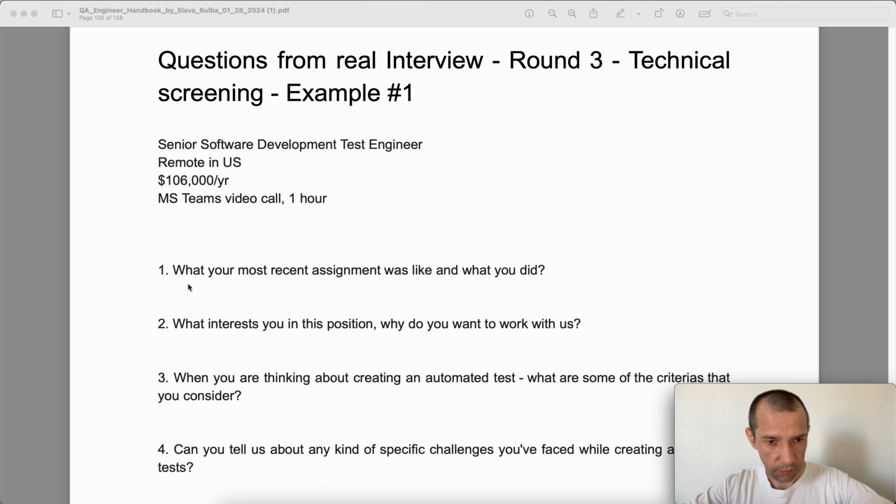Let's see what your most recent assignment was like and what you did. So basically tell me more about your current positions. What do you do in your current placement? What interests you in this position? Why do you want to work with us?